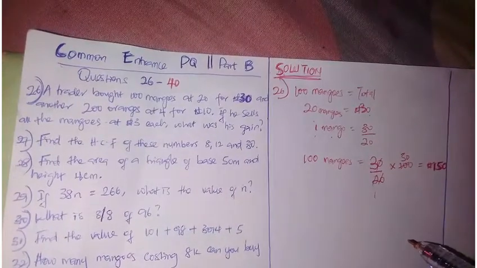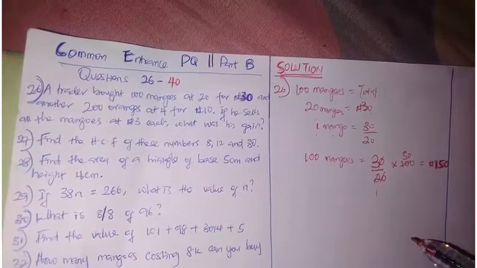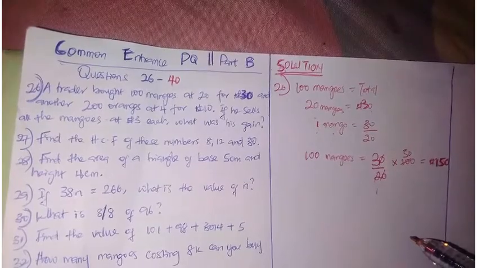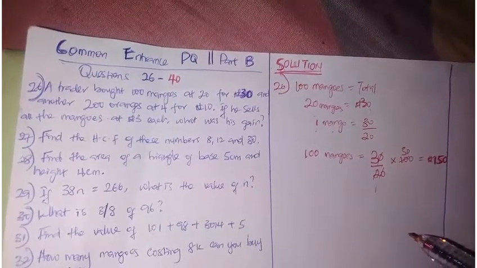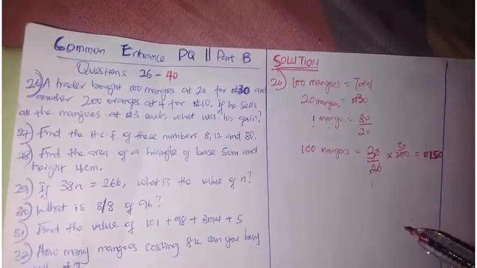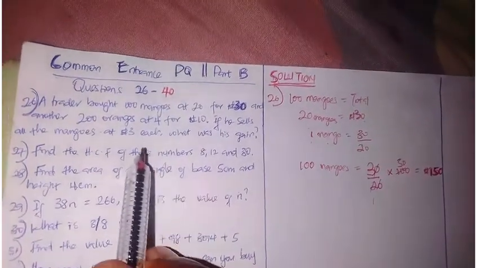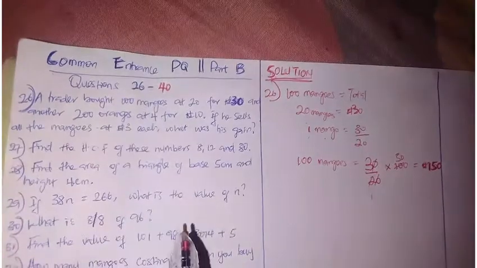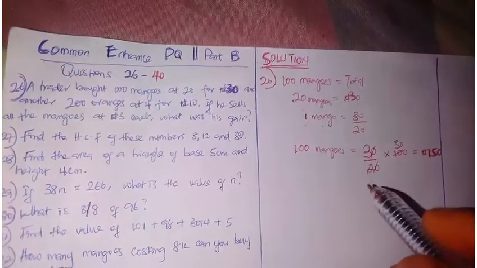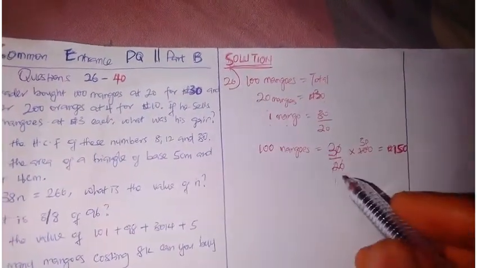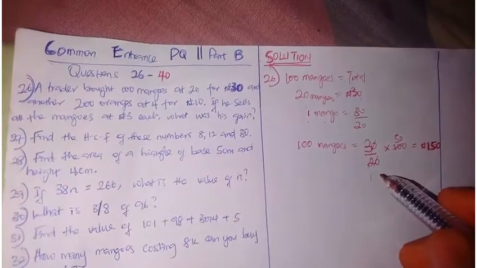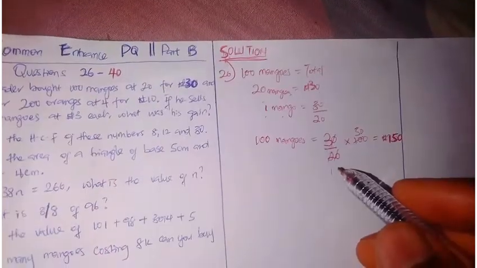and another 200 oranges at 4 for 10 naira. If he sells all the mangoes at 3 naira each, what was his gain? So we're looking at the mangoes basically. In that case, we don't need to solve that of orange. So for mango, we just put the mathematical representation on board.